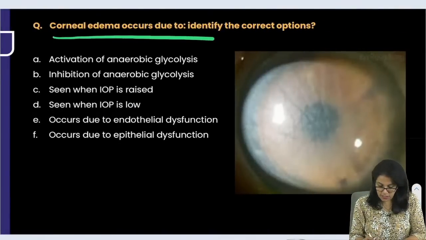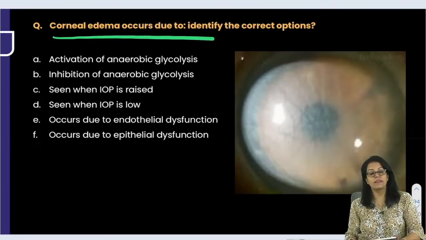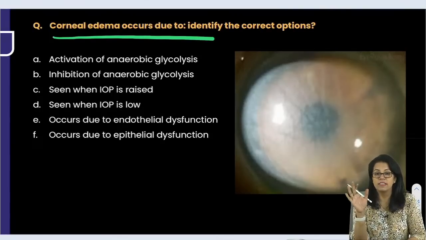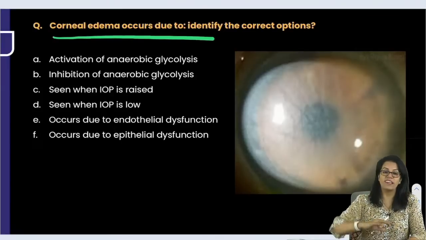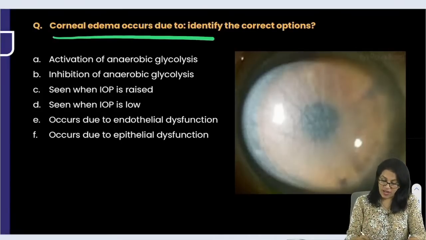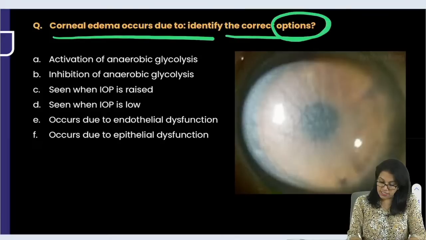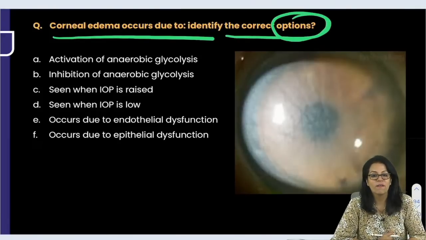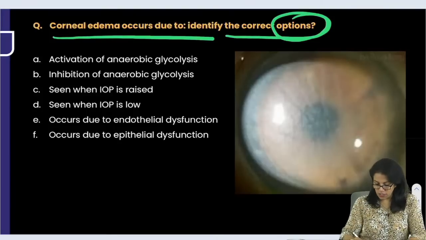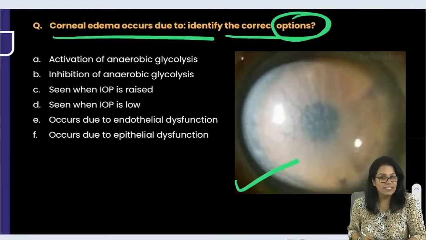Corneal edema occurs due to, now you have to identify more than one correct statement. I am not giving you A, B, C, D. The question says, all types of questions I have put here. So, identify the correct options. If what you are looking at is corneal edema, isn't it?